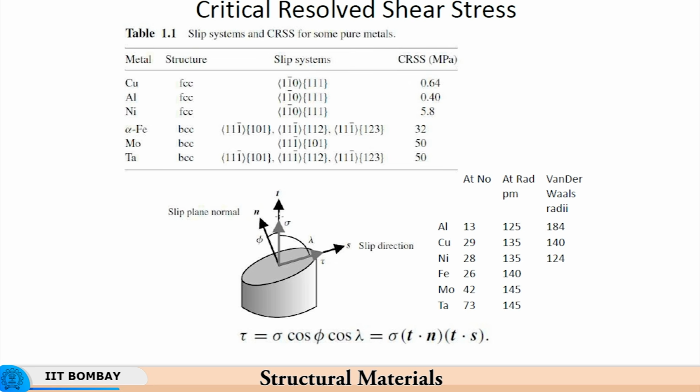So now to find the stress acting on this plane, what we get is sigma cos phi divided by, that is load, cos phi divided by area upon cos lambda. So that is how you get sigma cos phi cos lambda as the stress on that plane.